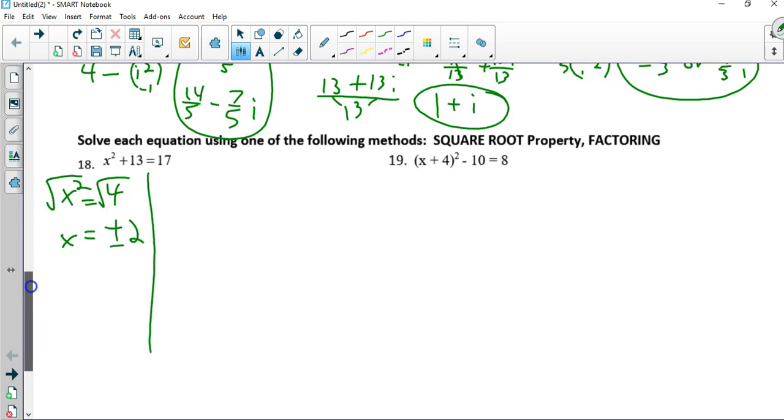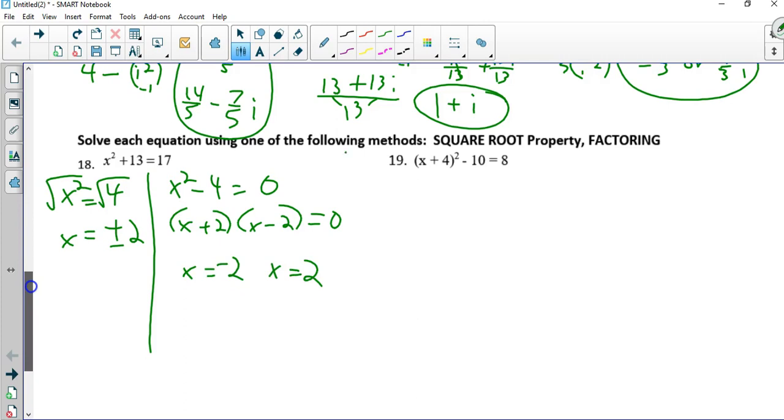The other method is, if you subtracted the 17 from both sides, you get x squared minus 4 equals 0. That's a simple difference of two squares, x plus 2, x minus 2. Set them both equal to 0, and you get negative 2 and positive 2. So you get the same answer either way, just two different ways of doing it.